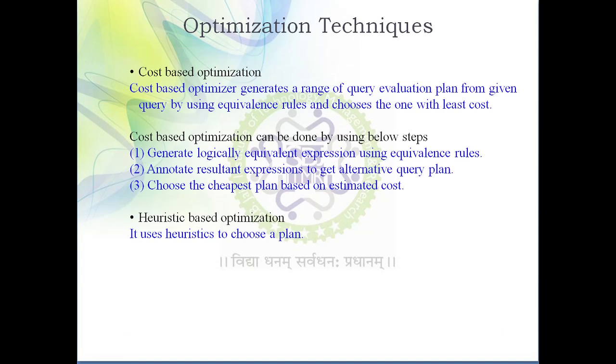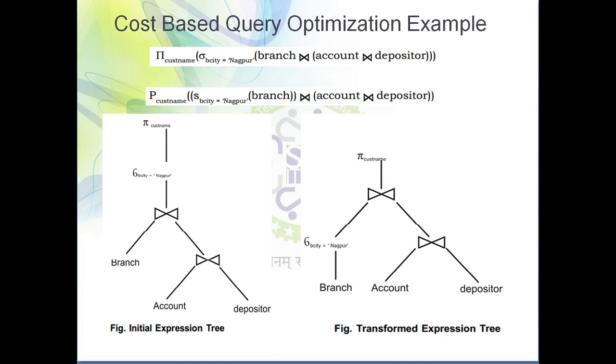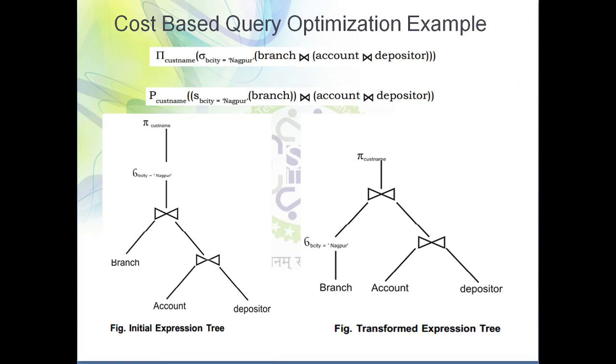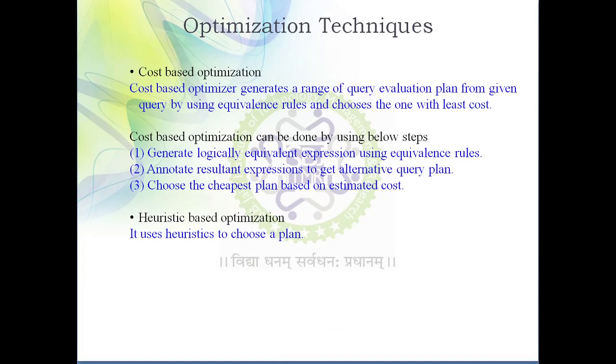So what exactly we are doing in case of cost based optimization? First of all, we need to generate logically equivalent expressions using equivalence rules. We already discussed various equivalence rules. 12 equivalence rules we have discussed, where we have seen one operation can be replaced by another. As I told you, one query can be written in multiple ways. Multiple operators are available, so you can use different operators for that. So in step 1, in case of cost based optimization, you have to generate logically equivalent expressions using equivalence rules. Then you have to annotate the resultant expression.